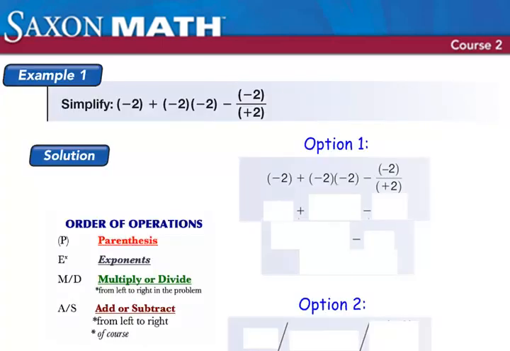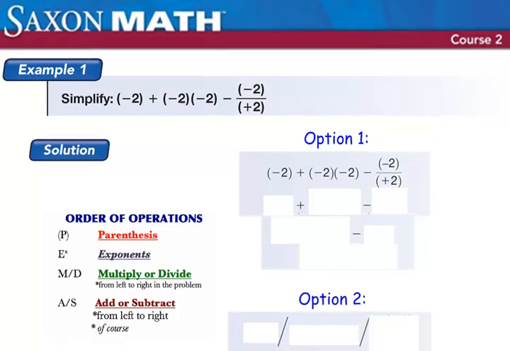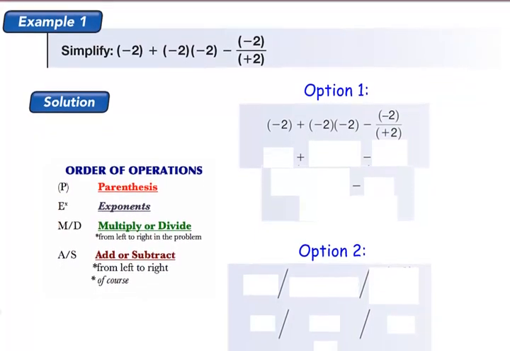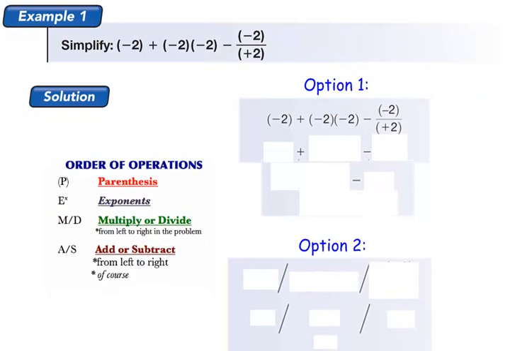Example 1. Simplify negative 2 plus negative 2 times negative 2 subtract negative 2 divided by positive 2. We will be solving this example in two different ways. But let's first review the order of operations. Parentheses, exponents, multiplication and division, whatever comes first, left to right, and then addition or subtraction, whatever comes first, left to right.